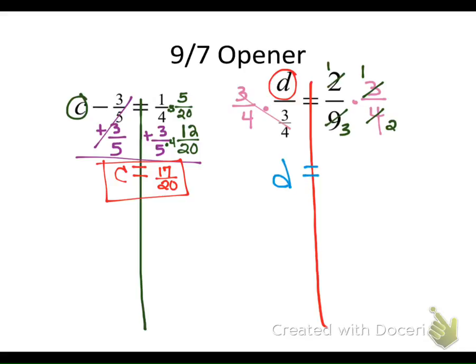Yeah, multiply. So multiply your top numbers, your numerators. What do you get? What's 1 times 1? 1. 3 times... Did you add them together? Yep. So D equals 1/6.